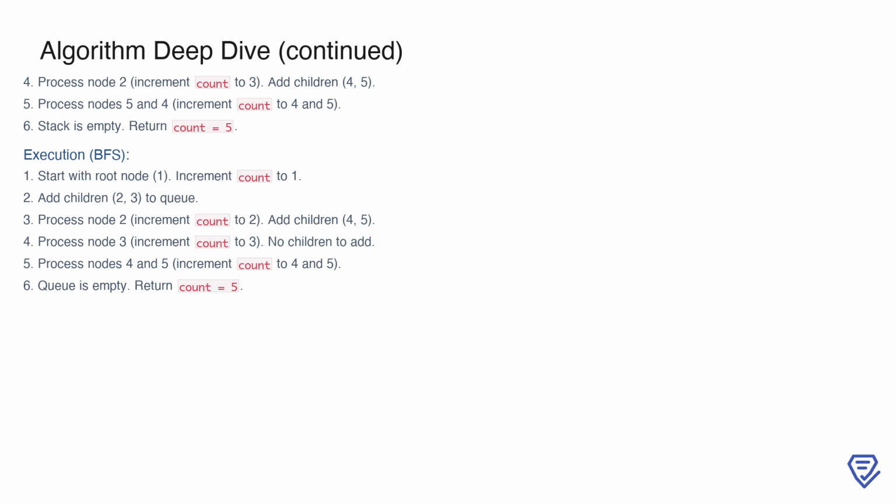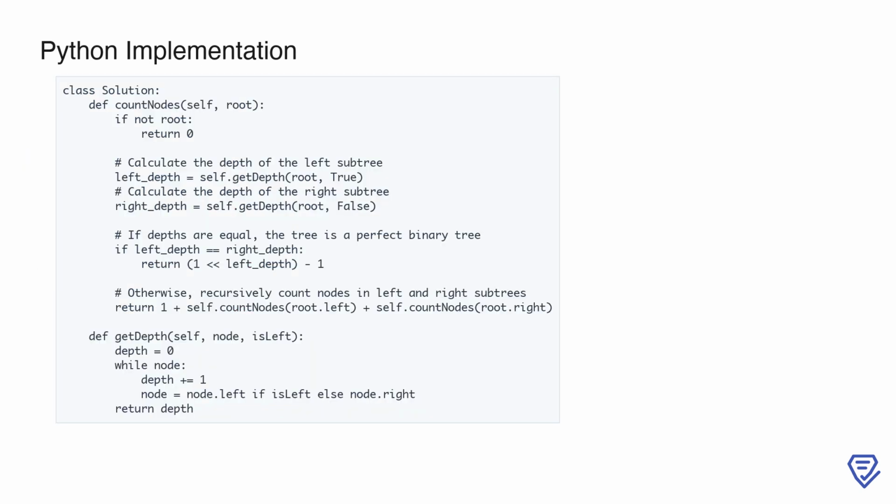Since node 3 has no children, we move on to nodes 4 and 5. Processing these nodes increments the count to 4 and 5, respectively. Once the queue is empty, the algorithm concludes and returns the count as 5. Both methods, DFS and BFS, successfully traverse the entire tree and accurately count all nodes, demonstrating the robustness of this approach for solving the problem. This implementation efficiently counts nodes in a complete binary tree by leveraging its structural properties.